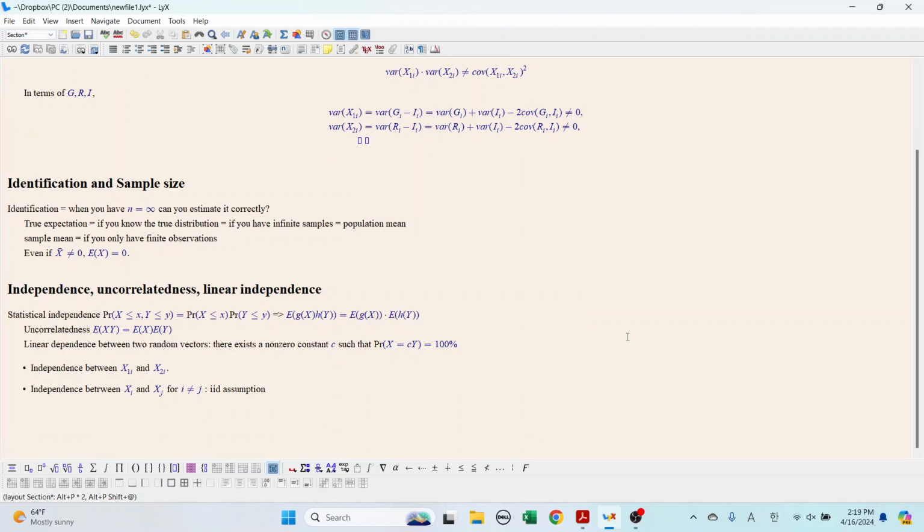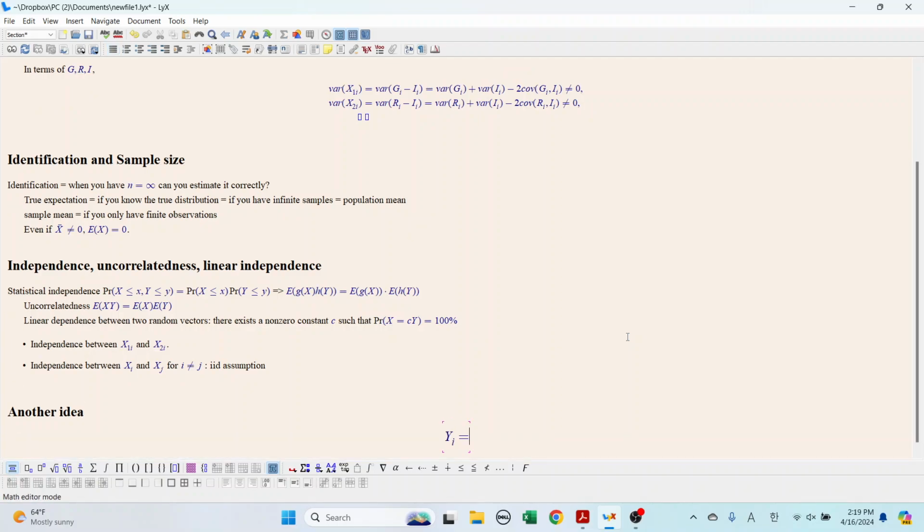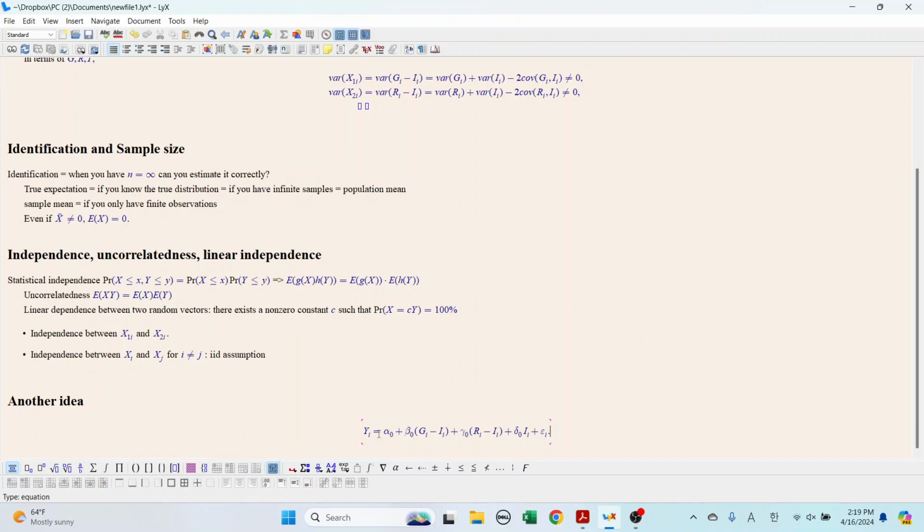Another idea of mine when I made the exam was this. Say y is alpha 0 plus beta 0 (g minus i) plus gamma 0 (r minus i) plus delta 0 i plus epsilon. I thought about making a question like this. You have real growth, and this is the real treasury rate, and this is the inflation rate, right? But inflation has already been used here and here. So can we identify this regression model?